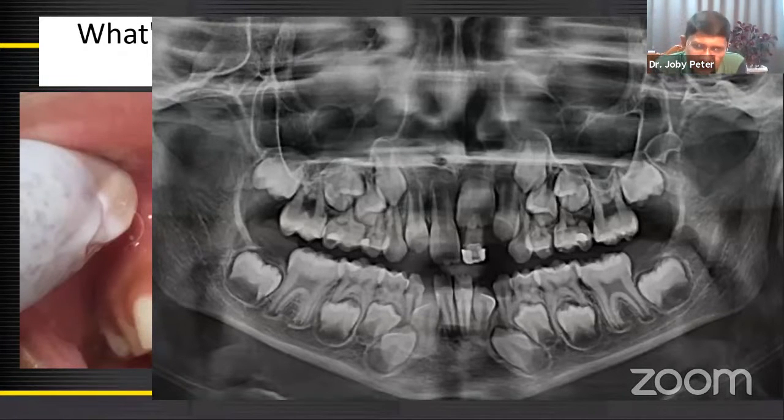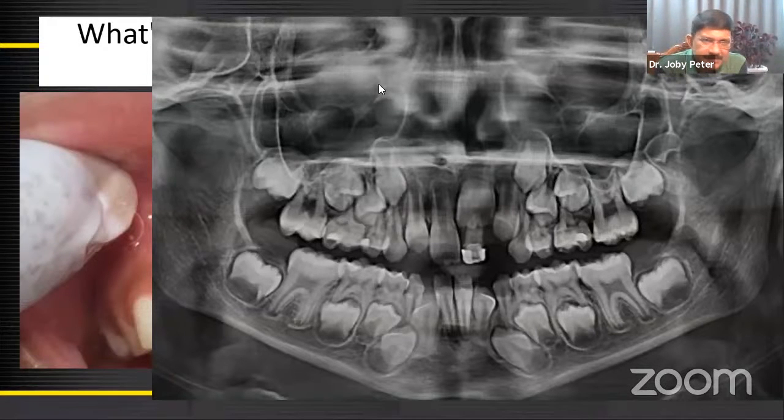Look at the OPG of this. Can you tell me what is there in the OPG? Can you come to the chat box and tell me what you find in this OPG? Just see the OPG closely. What do you find in the OPG there?